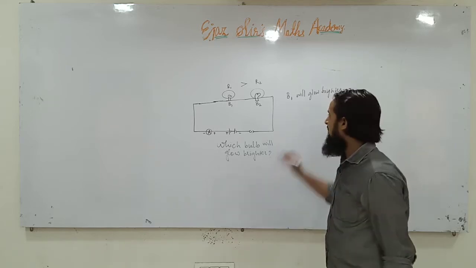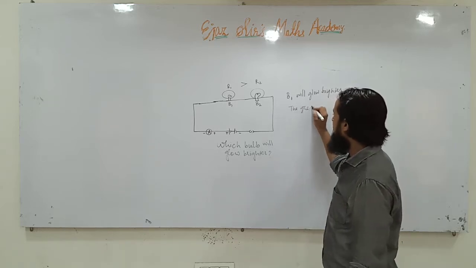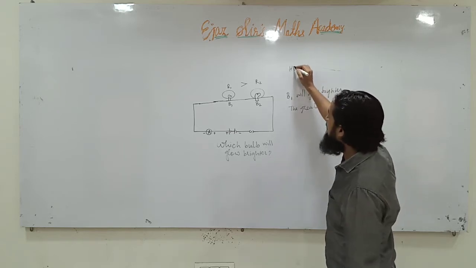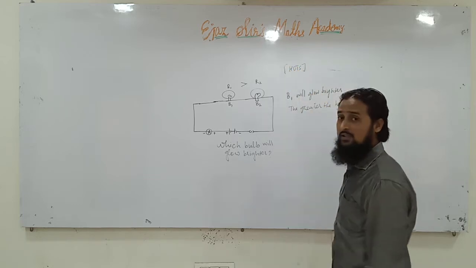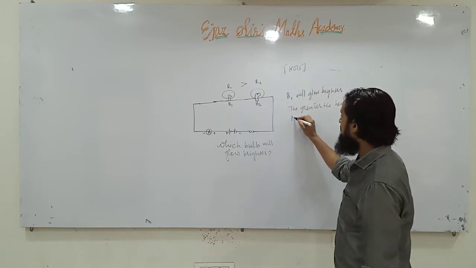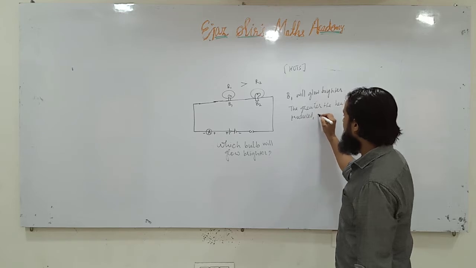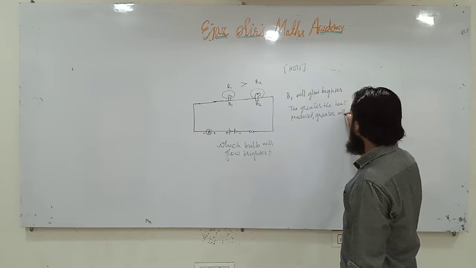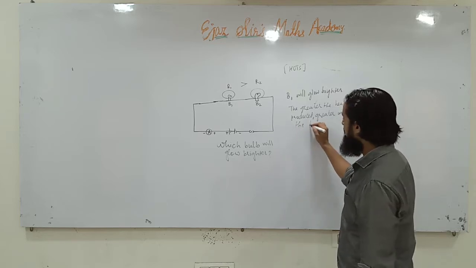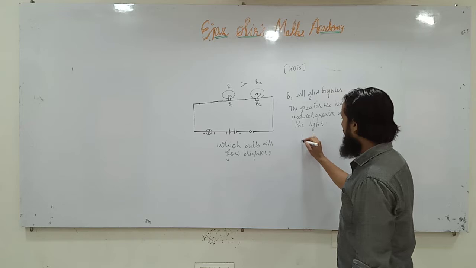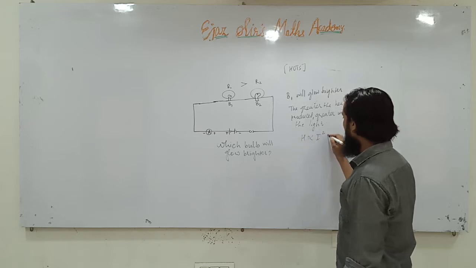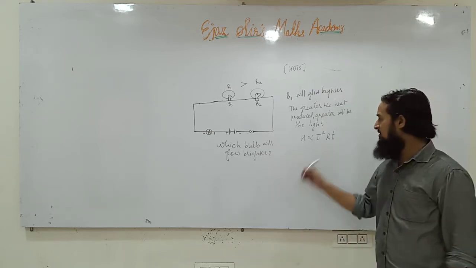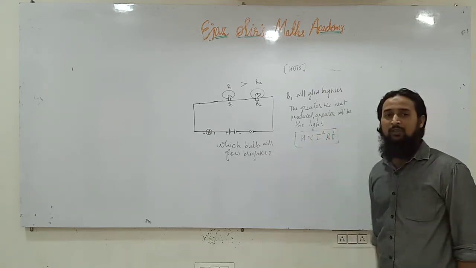We know the greater the heat, the greater will be the light. I call this question as HOTS, higher order thinking skills. So the greater the heat produced, greater will be the light. And you know, heat produced is directly proportional to the square of the current, the resistance of the conductor, and the time for which the current flows. This is Joule's law of heating effect of electric current.